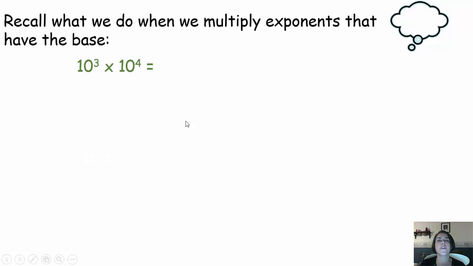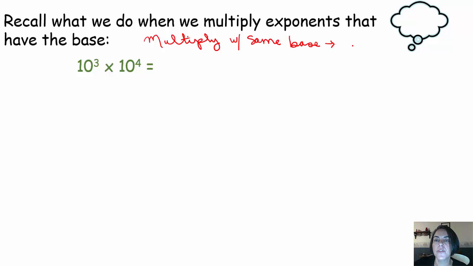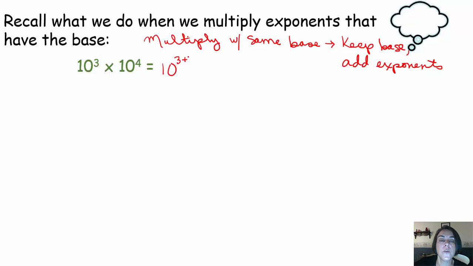Let's first recall what we do when we multiply exponents that have the same base. 10 to the third times 10 to the fourth. What does that become? Well, hopefully you remember when we multiply with the same base from our exponent unit, we remember we keep the base. And what do we do to those exponents? When we're multiplying, we add the exponents. So 10 to the third times 10 to the fourth becomes 10 to the 3 plus 4, or 10 to the seventh.